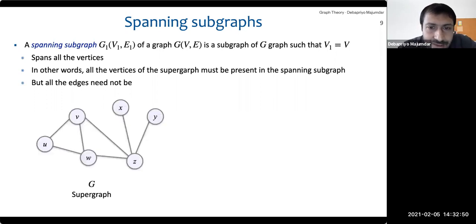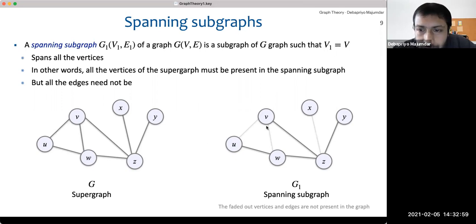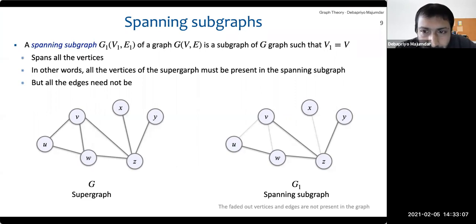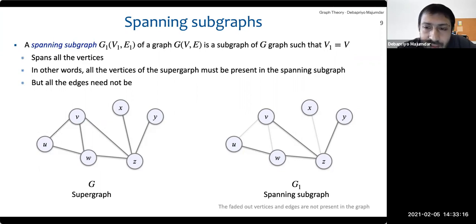So let's look at this, and this is actually a spanning subgraph, right? So you see all the vertices are present, but we can actually drop some edges. What we are doing here is making sure all the vertices are present, and next we'll drop vertices, but make sure that all the edges connected to those vertices are present.